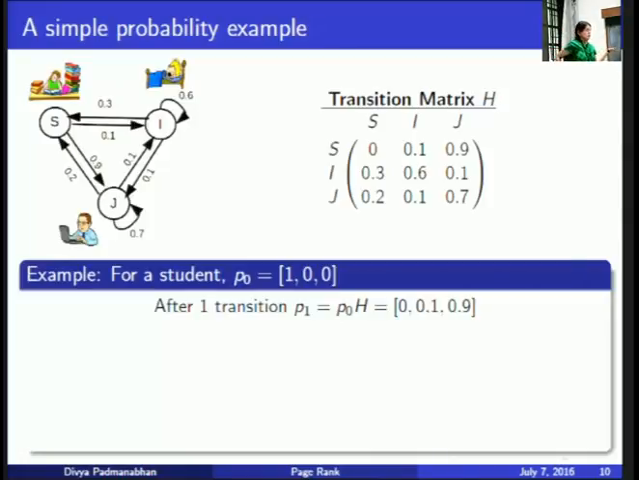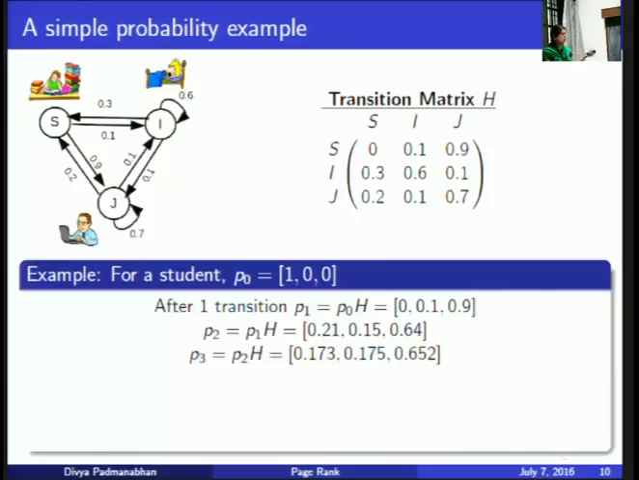After one transition, this is what you get. I already talked about this multiplication: it is a row vector times the matrix. Here the entry is 1, so 1 times the first row, and you get exactly the first row of this matrix. That is P1. Now you can do one more transition after some time, and you get this vector. Keep doing this, and at every step there's some change.